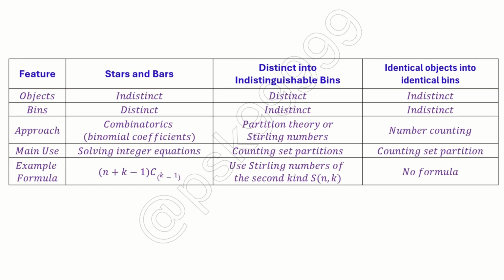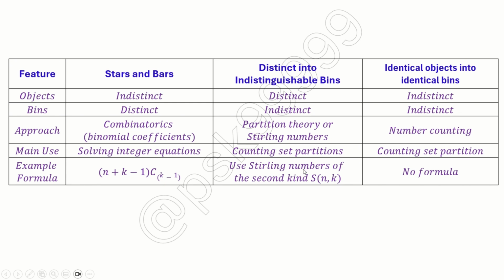So what we learned so far is, we have a stars and bars problem where objects are indistinct and bins are distinct. Then objects distinct into indistinguishable bins, where objects are distinct and bins are indistinct. And identical objects into identical bins, where both are identical or indistinct. Now the approach for stars and bars is combinatorics. We have a formula for that one, n plus k minus 1 C k minus 1, where n is the number of stars and k is the number of bins. Now for distinct into indistinct, we have a method, but counting is the easier method.